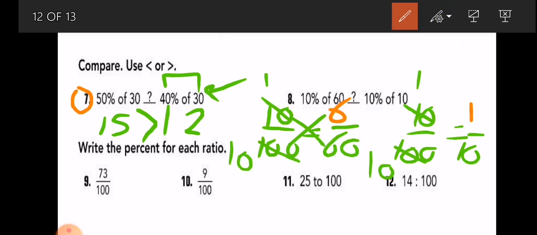Which one is greater? The 6. Sure, when I cut the 60 to 100 parts and take of it 10%, will be greater than cutting the 10 into also 100 parts and take 10% also of it. So 6 will be greater than the 1. So the 10% of 60 is greater than the 10% of 10.